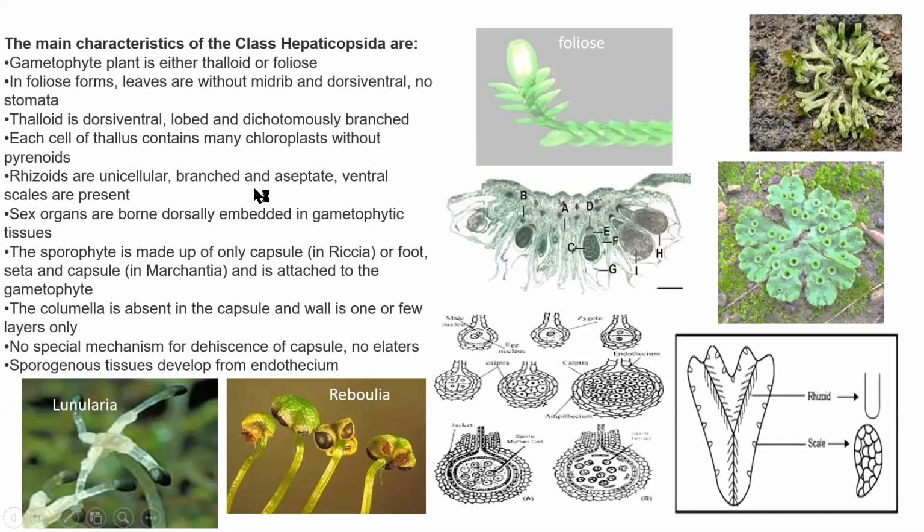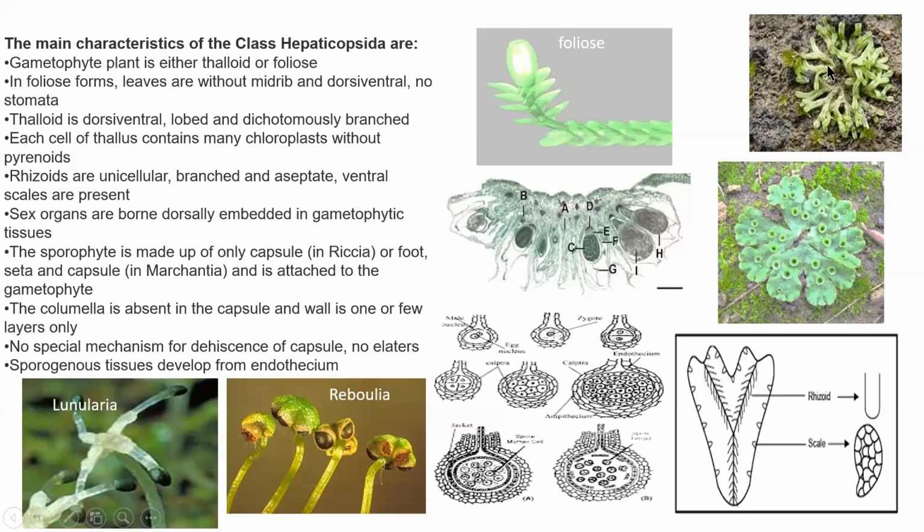So when you see the main characters of Hepaticopsida, you already know that the main plant body of bryophyte is the gametophyte. The gametophytic stage is the dominant stage. So the main plant body can be a thalloid one or a foliose one. This we have already seen.